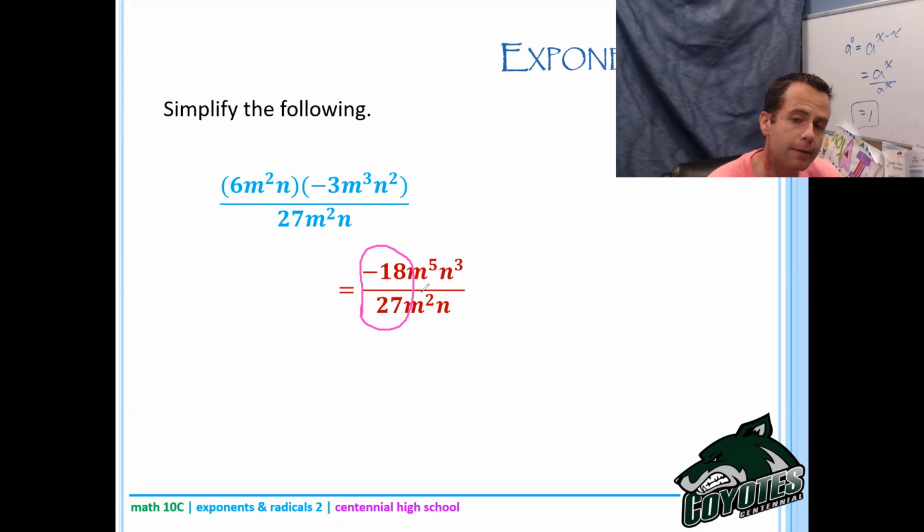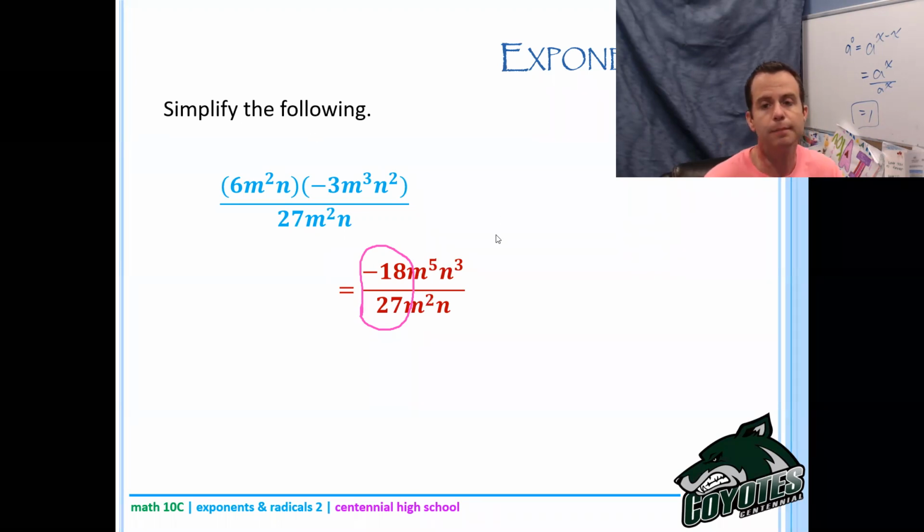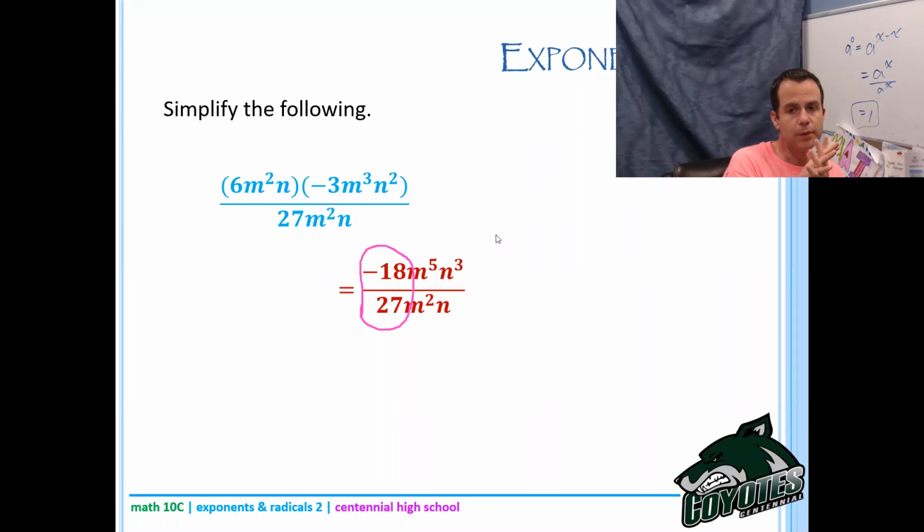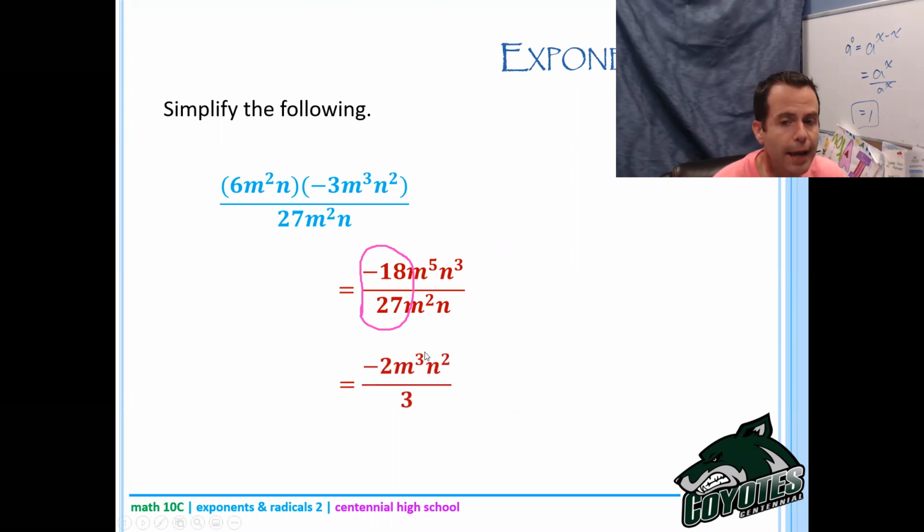M to the 5 divided by m squared, when you're dividing powers of the same base, you subtract the exponents. So that'd be m cubed. And then n to the 3 divided by n. Why we use the letters m and n at the same time, I have no idea. It's always a tongue twister. That's n to the 1 on the bottom. Just remember that. So 3 minus 1 is n squared. So final answer would be negative 2 m cubed n squared all over 3.